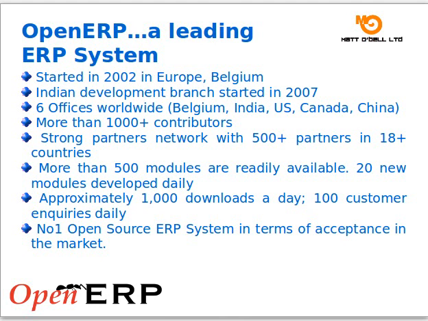Partners network is so very strong, with about 500 partners spread across 18 countries. And every day, at least 500 modules are added to the list of modules. More than 500 modules are available and 20 new modules are developed on a daily basis. Based on the interest that is currently generated around the software, it is true to say that it is the number 1 open source ERP system in terms of acceptance in the market.